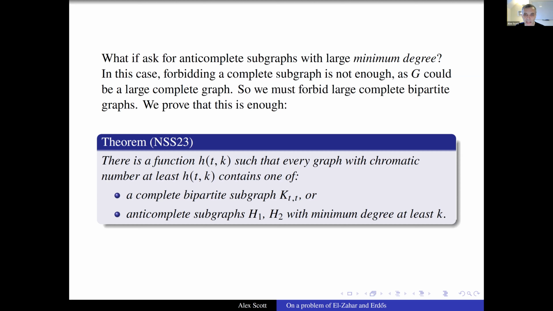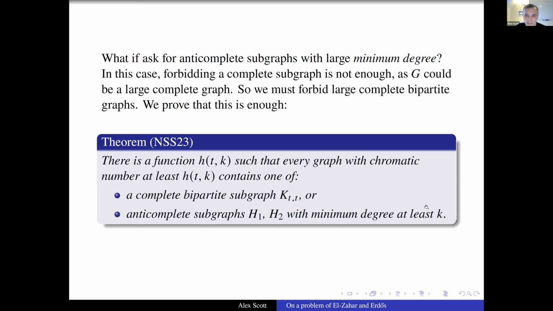So again, chromatic number should be minimal degree here. This is the first time I've used these slides, so I was finishing them this morning, and copy and paste, as always, is terrible because it doesn't change things for you.